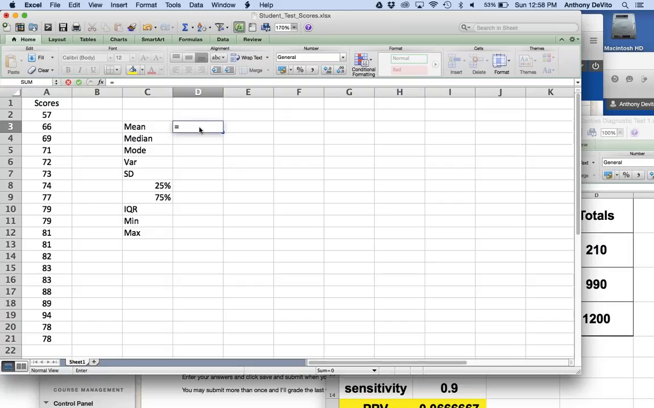Equals. And we have a function for, oh, we don't have a function for mean, do we? We have a function average. Same deal. And I'm going to highlight all these guys. And there's our mean.